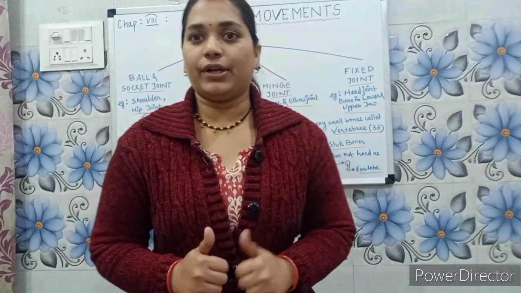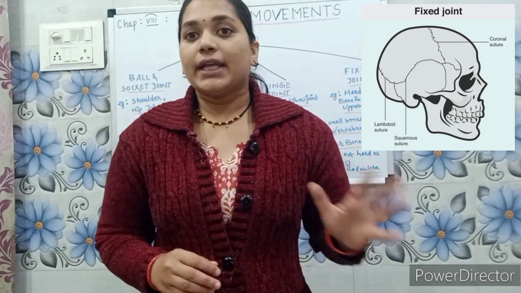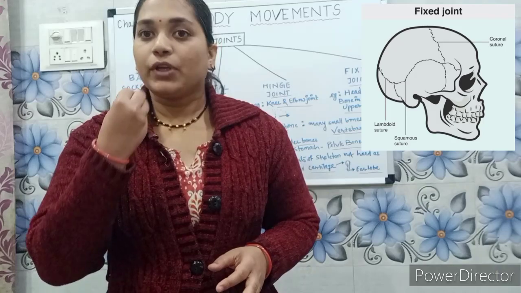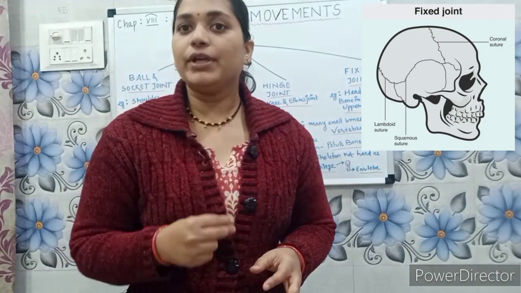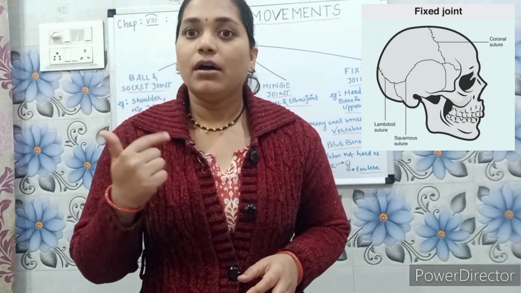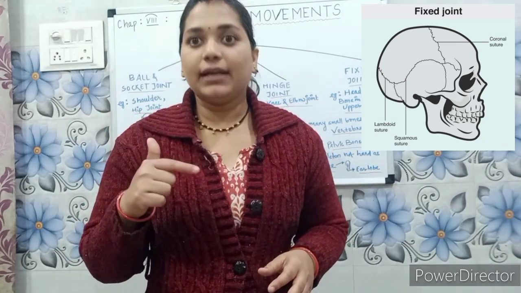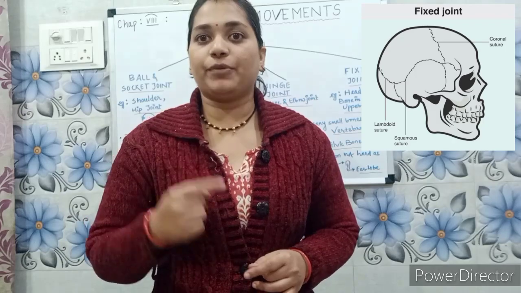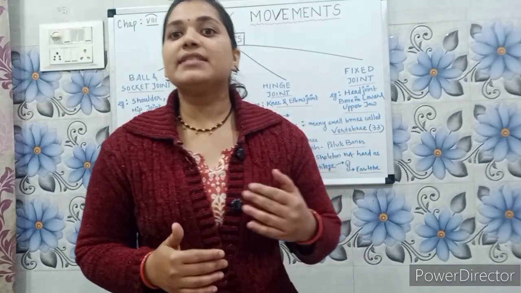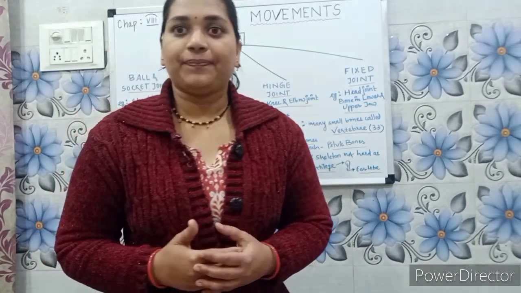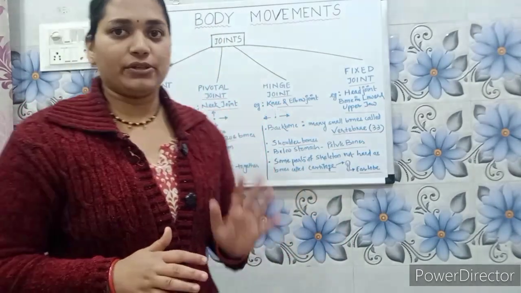Next is the fixed joint. When we open our mouth for eating or any other purpose, we are only able to move our lower jaw, and the upper jaw, which holds the upper set of teeth, cannot move. That upper jaw is an example of a fixed joint, meaning it is fixed to our head or skull. You can remember it by these examples.